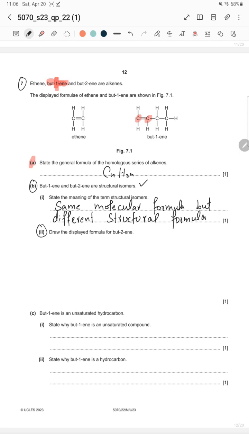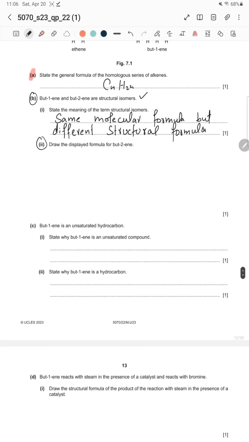Now draw the displayed formula of but-2-ene. Firstly, there are 4 carbon atoms. But is telling us, so draw 4 carbon atoms with single bonds. Now 2 represents that the double bond is between carbon 2 and 3. So you can start numbering from either side. This will be carbon 2 and 3. Here I will mention a double bond.